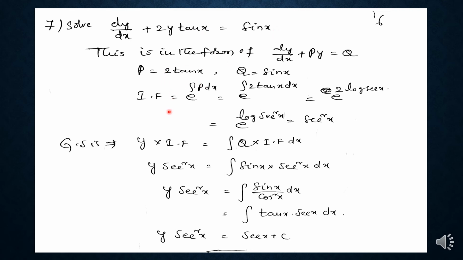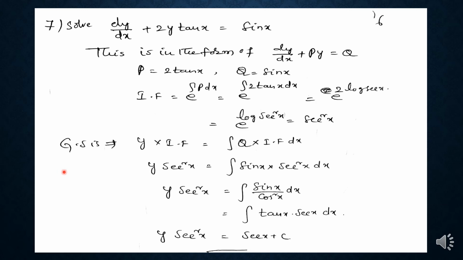Now the integrating factor is e^(∫P dx), that is e^(∫2 tan x dx), that is e^(2∫tan x dx), and the integral of tan x is log sec x. This can be written as e^(log sec² x). We know that e^(log f(x)) = f(x), so that is equal to sec² x.